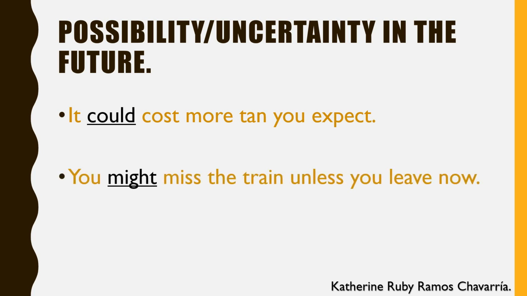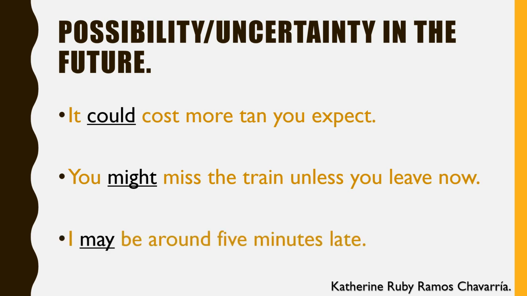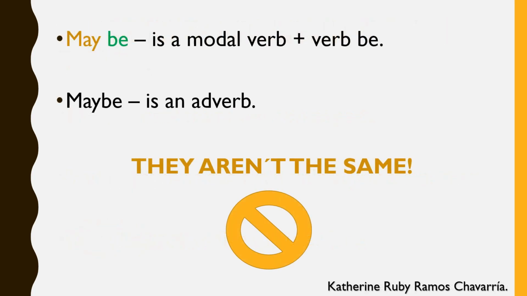The next one is, you might miss the train unless you leave now. I think it's possible that you'll miss the train if you don't leave now. I may be around 5 minutes late. I think it's possible that I will be a little late. Be careful with may be, 2 words, and maybe, 1 word. May be is a modal verb plus verb be, and maybe is an adverb. They aren't the same.